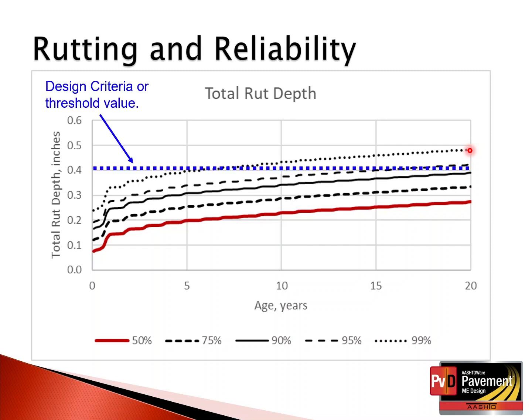And then this shows the design criteria or threshold value that's entered into PMED and how that is used to judge or determine the acceptability of a design at a specific reliability level. And as you can see for this section here, anything less than a 90% reliability will pass. Anything greater than about, let's say, a 92% reliability will not be acceptable for a 20-year design because the 0.4 inches rut depth will be exceeded within the 20-year design period for this example.